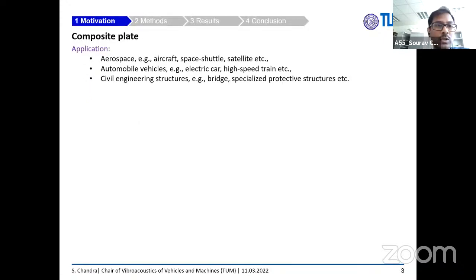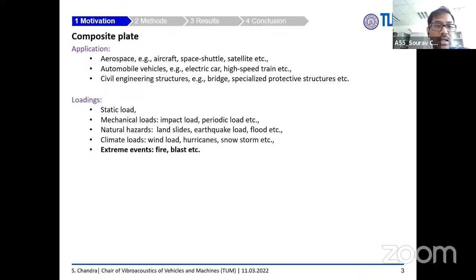Firstly, composite plates are very much used nowadays in aerospace engineering, automobile, and civil engineering structures, and they are subjected to various kinds of loading. That is static loading, sometimes mechanical loading like impact and periodic loading, some natural hazards like earthquake and landslide, climatic load, and also some extreme events like fire and blast. The failure of the composite needs to be analyzed to assess the safety of the structure. We can assess the first ply failure, or we can go for progressive failure, that is, evaluate the ultimate failure load of that particular lamina. These are the procedures we have used for failure analysis.